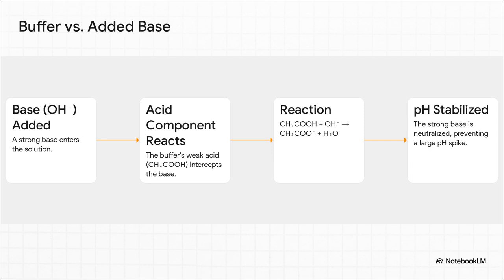So what happens if the invader is a strong base instead? Well, now the other half of the buffer team, the weak acid, jumps into action. It donates its proton to neutralize the strong base, preventing a big pH spike. It's this beautiful two-part system that keeps everything stable.